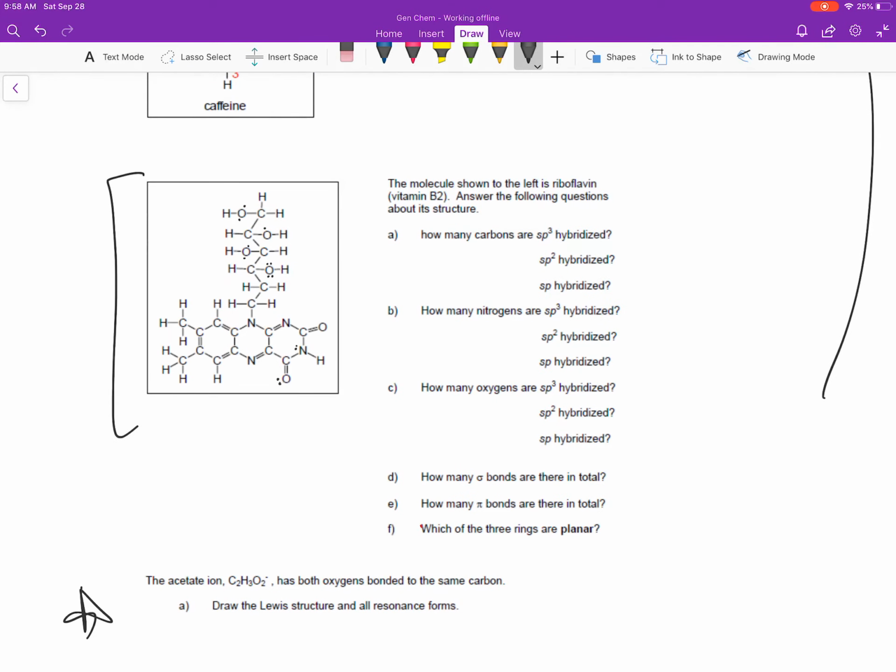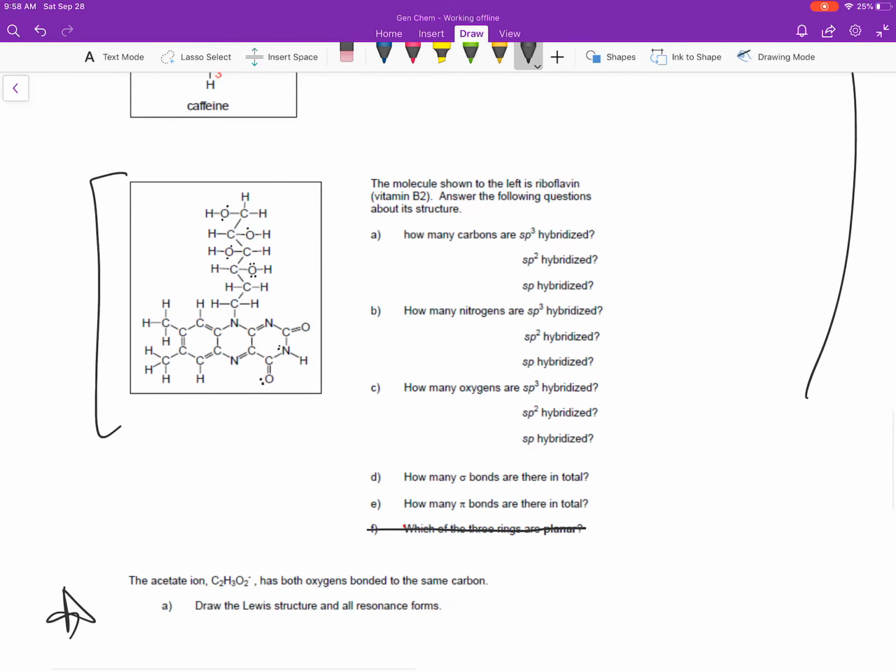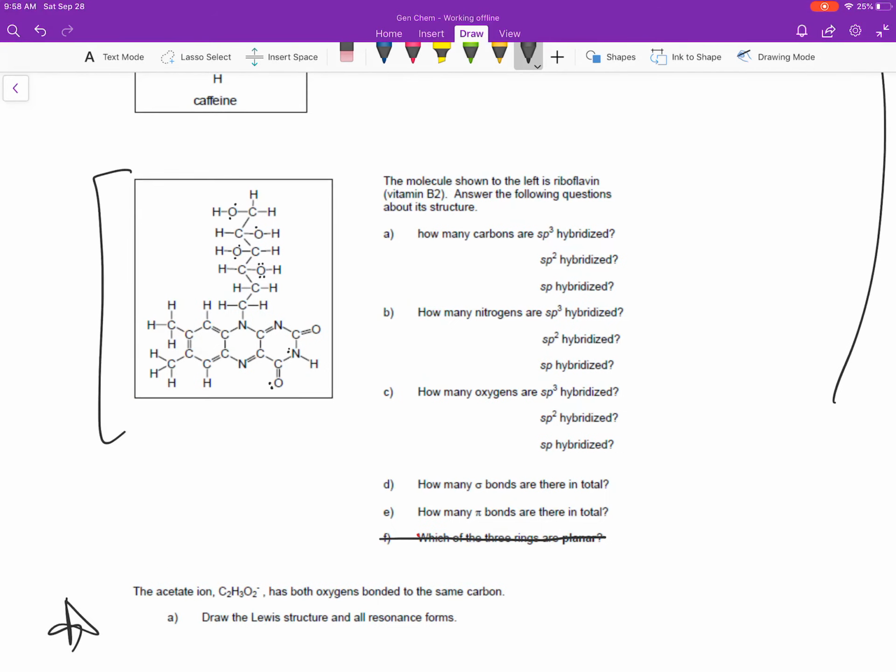So this is something you'll expect on the test, with the exception of the last question. We've not talked about what it means to be planar, but I will give you a very similar structure. It's going to be a complex structure. You'll have to go in and fix anything, like the lone pairs that are missing. I didn't do a very good job of erasing. So it's good practice for Lewis structures.